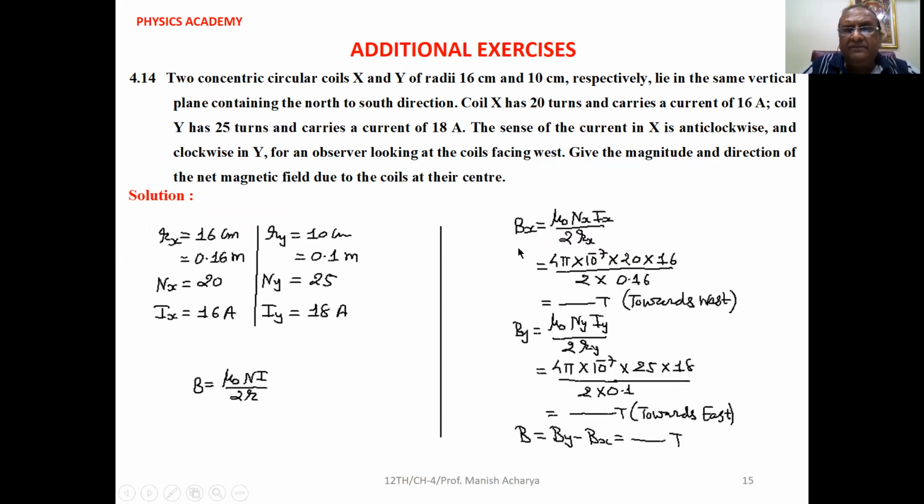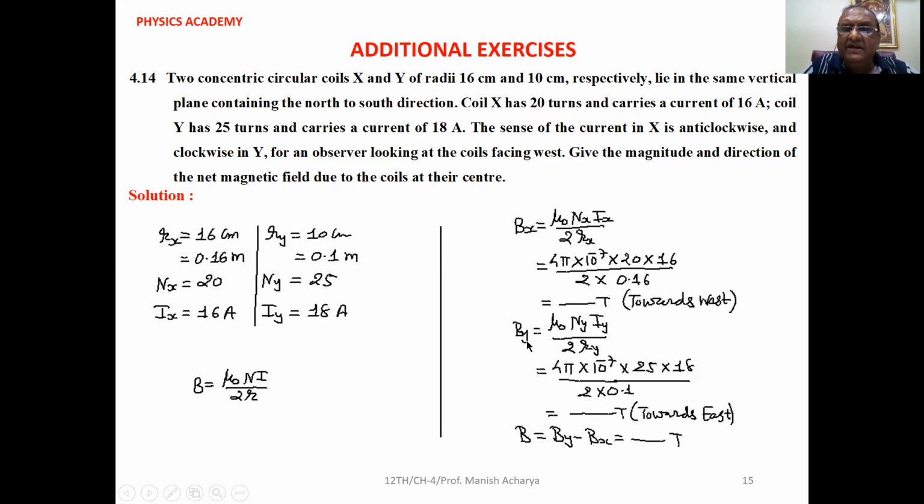So for X ring, we can write Bx equal to mu 0 Nx Ix upon 2Rx. Substitute the values. Mu 0, that is 4 pi into 10 raised to minus 7, Nx 20, Ix 16, 2, radius of X 0.16. Now solve this one, you will get the answer. And with the help of right hand thumb rule, you can decide the direction. So due to X coil, it will be towards west.